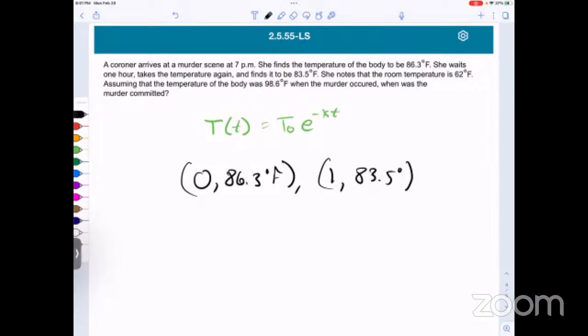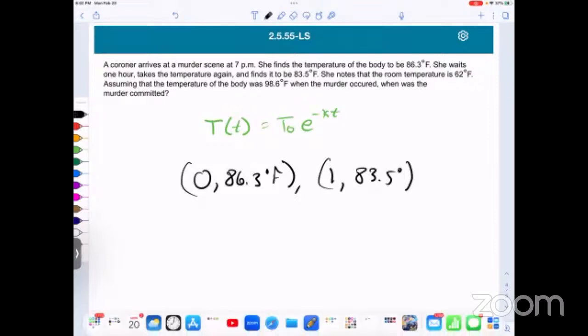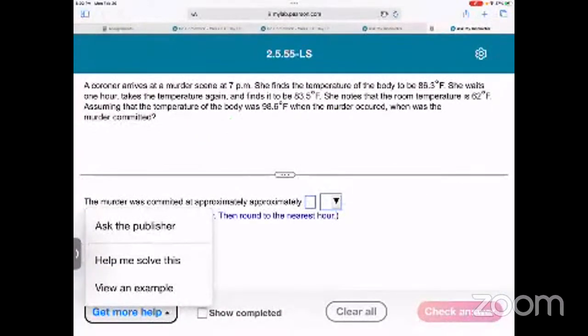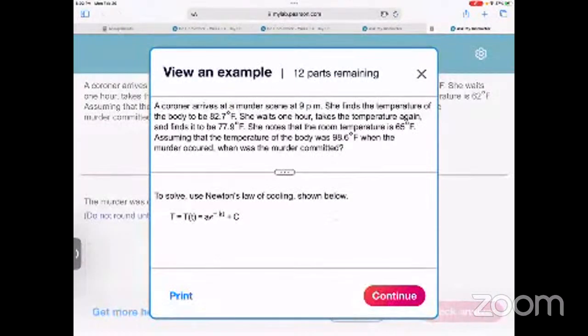We're trying to solve for K. We have these two pieces of information. The room temperature, there's one thing that I feel like I'm missing. I'm going to go here real quick. To solve Newton's law of cooling shown below, plus C, what is C? Is that the temperature of the room?